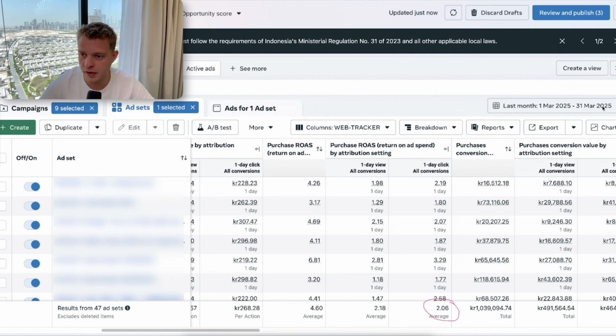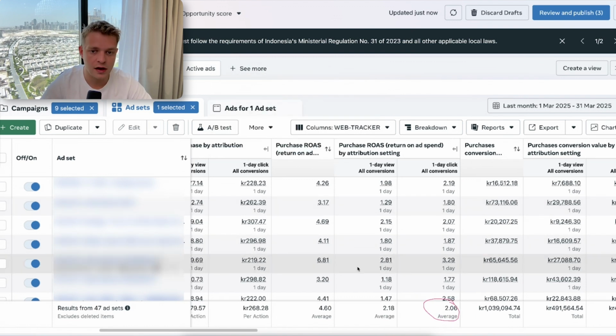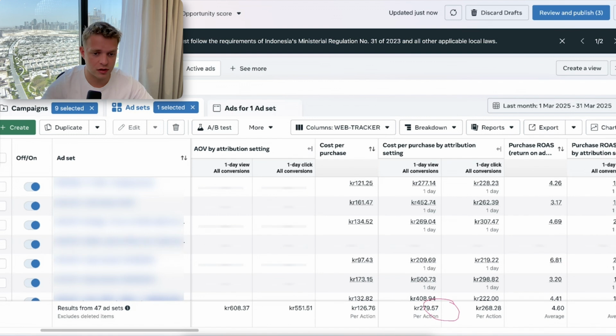But over the span of a year, we've been a part of improving their 1-day click ROAS by more than 100%. This is one of the most important things to look at and to understand when you're trying to analyze your ad account, is that exact metric right there when you are spending thousands of dollars.